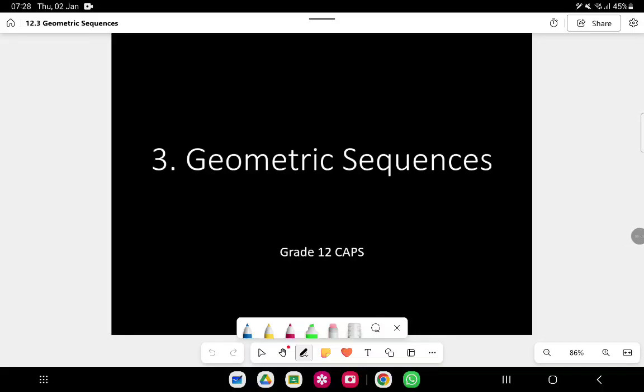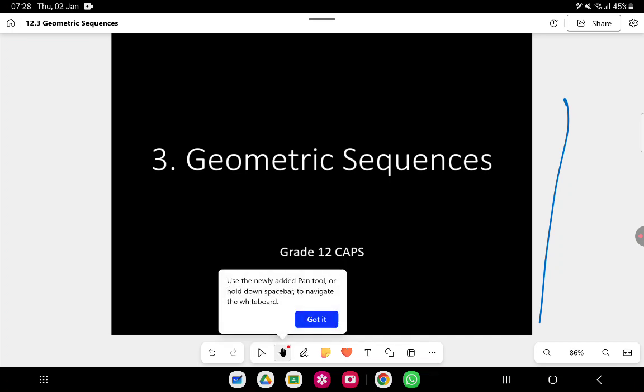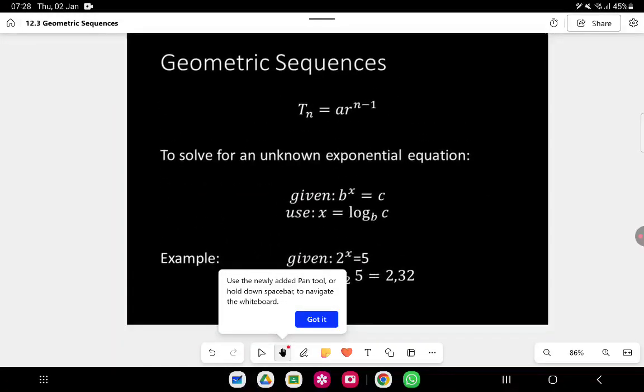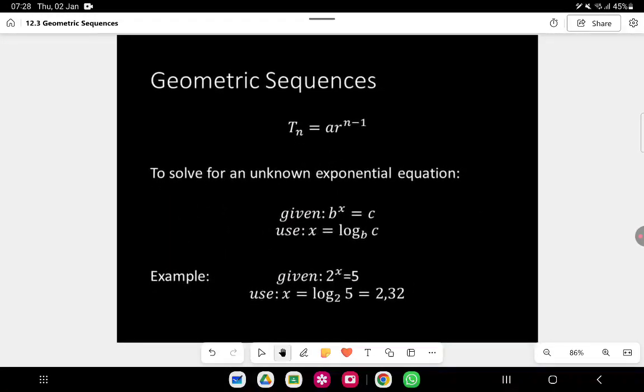Let's have a look at geometric sequences. What you know about a geometric sequence is that it has a constant value, which is your first term, and it's multiplied by a constant ratio, and the ratio has an exponent. What do I mean by that? So I'm looking at this formula over there.